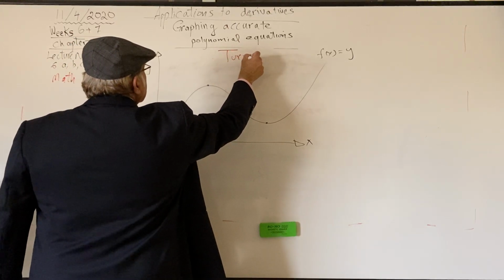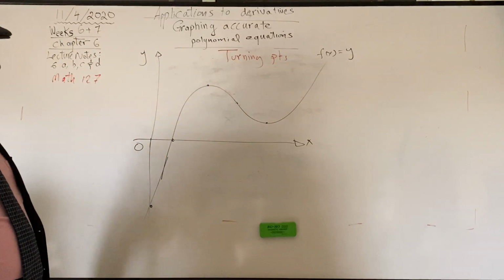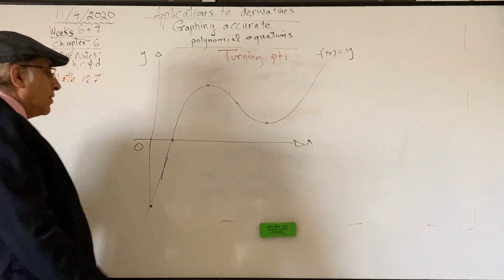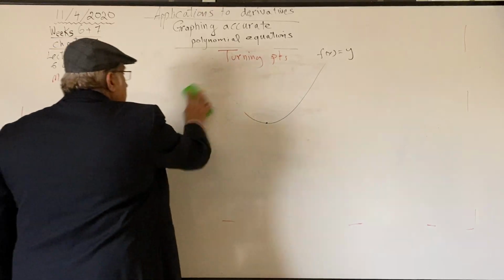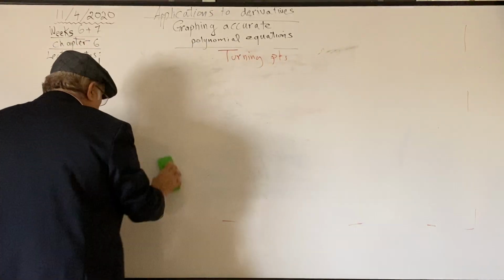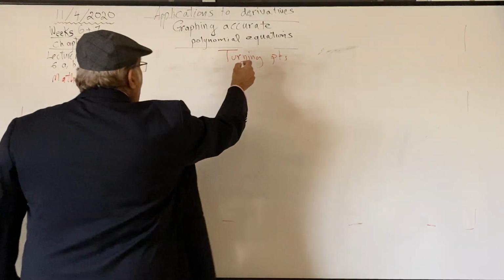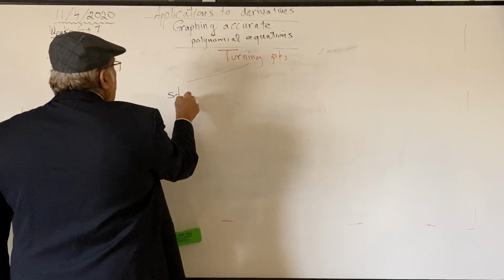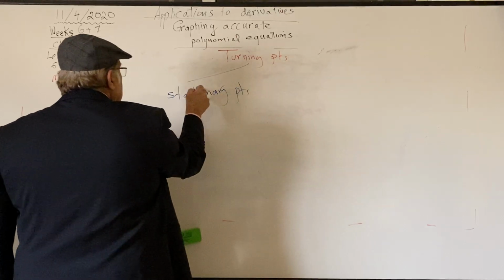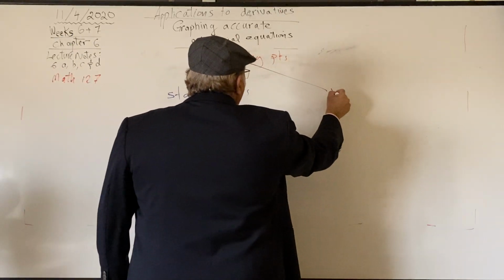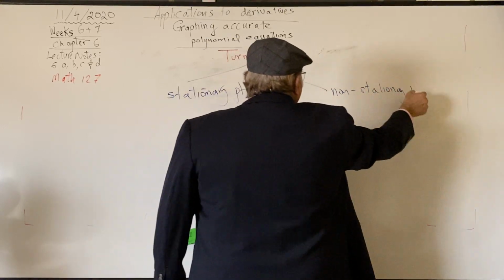Turning points. I want to discuss these turning points. I want to talk about a little basics, so when we go next time, we know how to solve questions. Turning points are two types. The first type is called stationary points, and there's another type called non-stationary points.